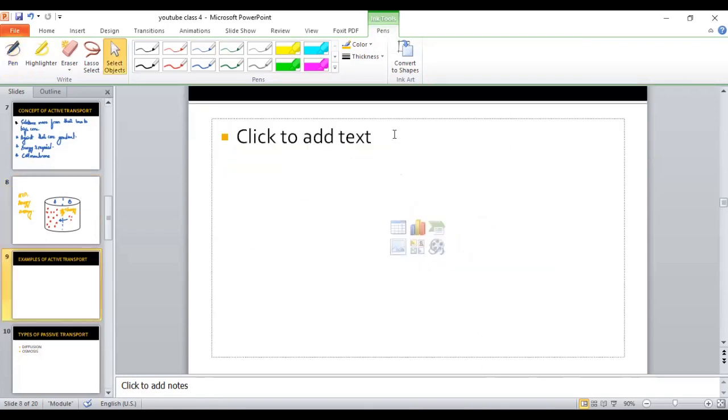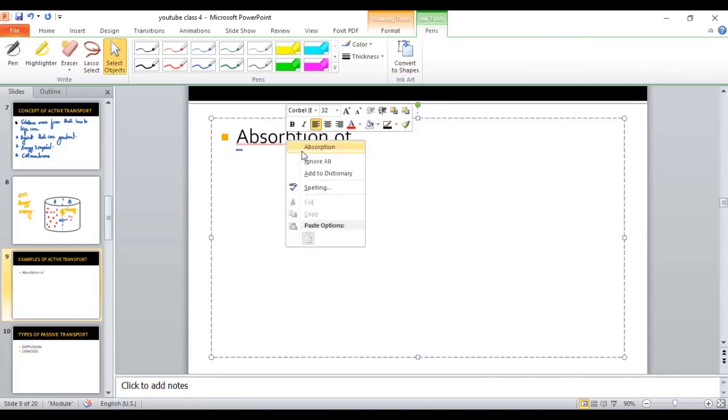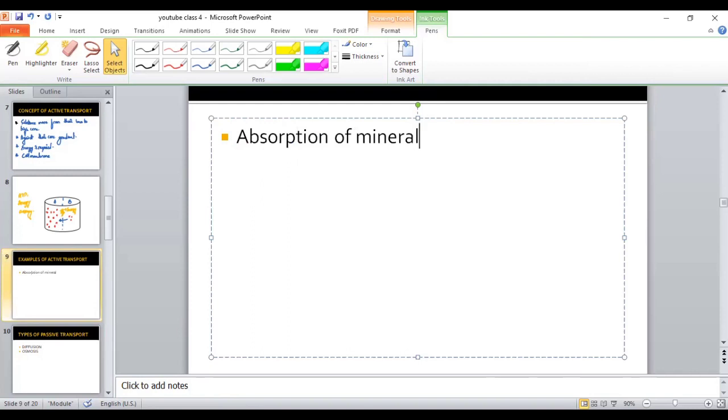So examples of active transport: absorption of minerals by root hair cells, and another example, absorption of nutrients from villi.